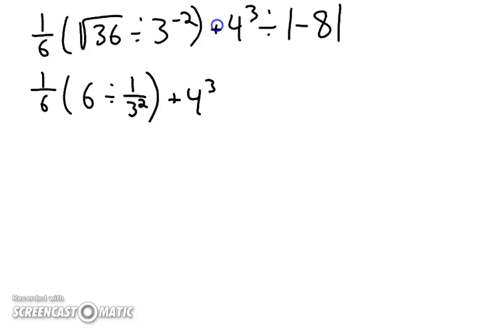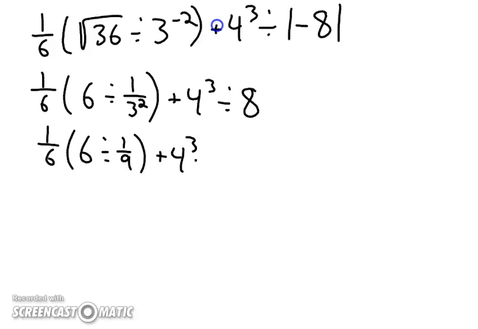Plus 4 cubed divided by, and that absolute value is a grouping symbol. We can do what is inside the absolute value, so we are just going to make this 8. So this becomes 1 over 6 times 6 divided by 1/9, plus 4 cubed divided by 8. So next, we're going to finish with those parentheses. 6 divided by 1/9 is 54. So 1/6 times 54 plus 4 cubed divided by 8.